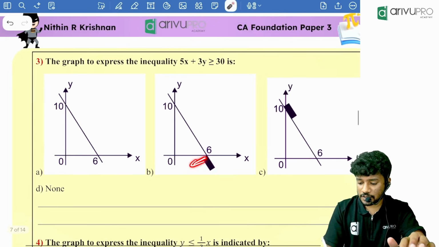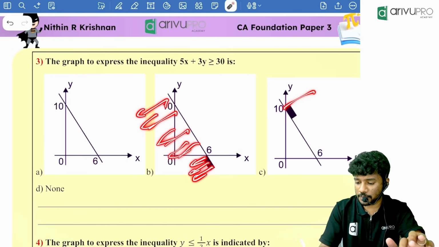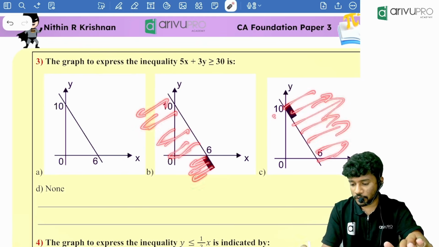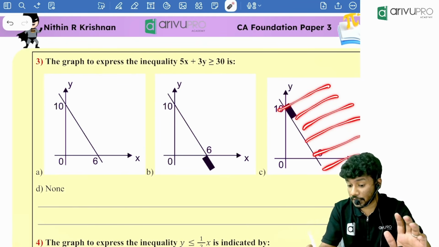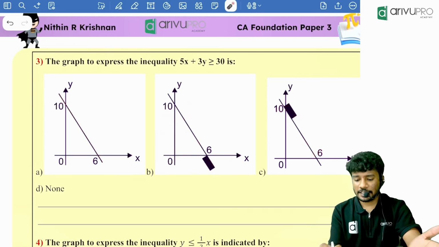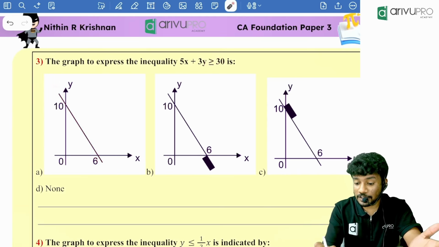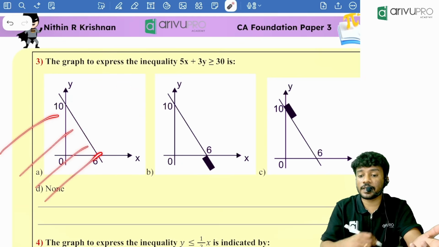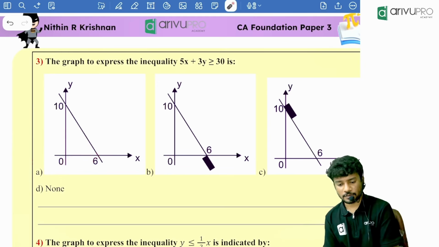What do you mean by this? This means the entire graph is towards the origin. This means the entire graph is away from the origin. Don't say, sir, only this much area is under the graph. No, they are implying that entire area. This one is wrong. Why? Because if it was just equal to 30, this graph would have been correct. Since it is not just equal to, it is greater than, that means either it should be away from the origin or towards the origin. Try. Tell me which option.